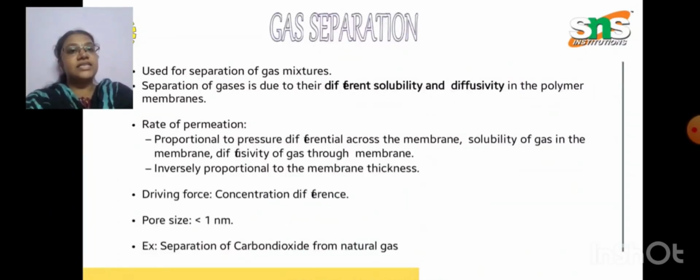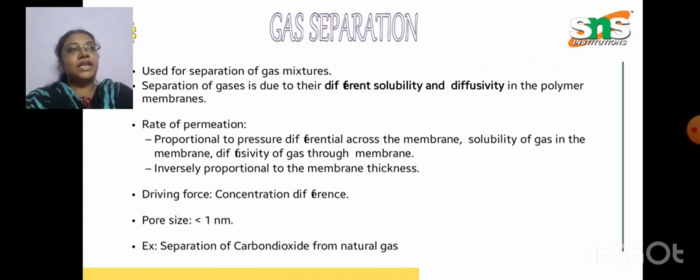Next again is gas separation. What we mean by gas separation, as the word goes, is the separation of gas mixtures. This process involves the above method only, and the separation occurs due to their different solubility and diffusivity in the polymer membranes.